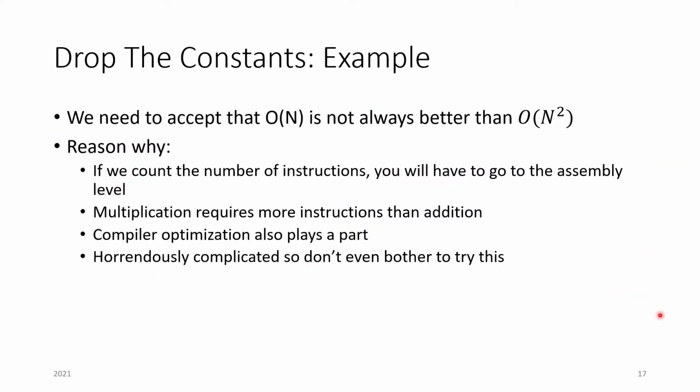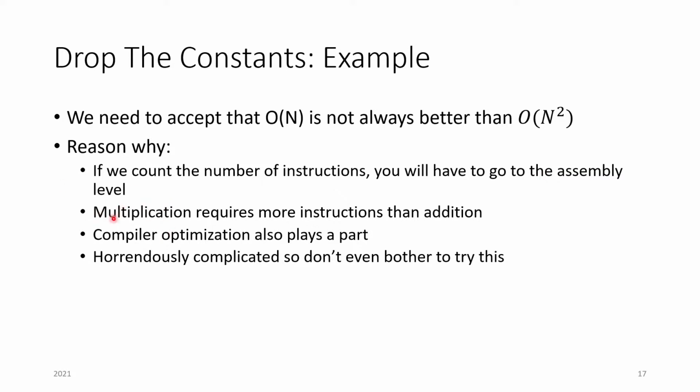We also have to accept that in some cases, O of n, being a linear time coefficient here, is not always better than O of n squared, which is the quadratic relationship. The reason for this is that once you go down to the number of instructions that we just counted, in some cases you will have to go down to the assembly level, which is all the way down to machine code.